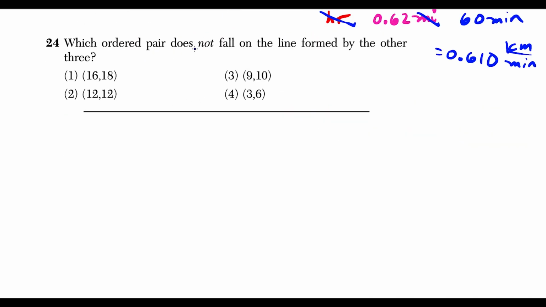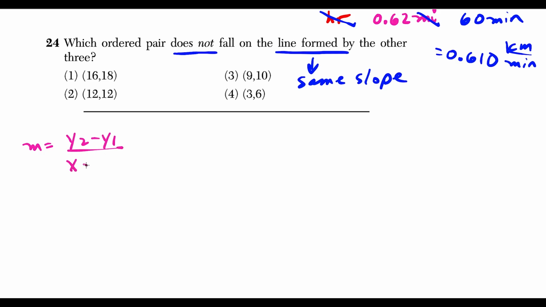Question 24, we want to see which ordered pair does not fall on the line formed by the other 3. So for this question here, if the points are going to be on the same line, then between any 2 points, they're going to have the same slope, okay? Because the slope of a line does not change. So we're going to look for the 1 point that doesn't make the same slope with the other 3. So let's say we use 1 and 2 first, and just know the slope formula, we do the difference in the y values, y2 minus y1, over the difference in the x values, x2 minus x1. So we're going to use choice 1 and choice 2 first.